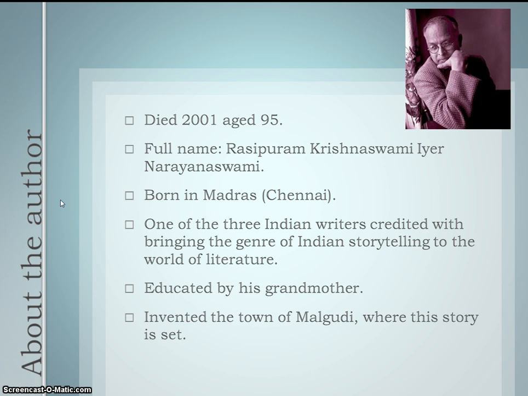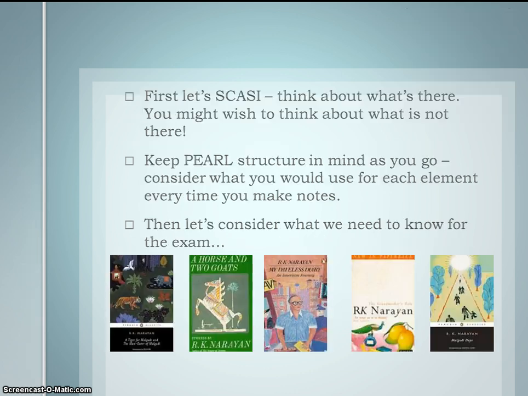Narayan writes in English. It's his first language. He was educated at home by his grandmother, who insisted that they spoke English in the home as much as possible. He invented the small town of Malgudi, where the story is set in particular, but there are also lots of other short stories he's written about the population of that town. He's created a whole little setting. Malgudi is a fictional town, as I said, but it's set in South India.